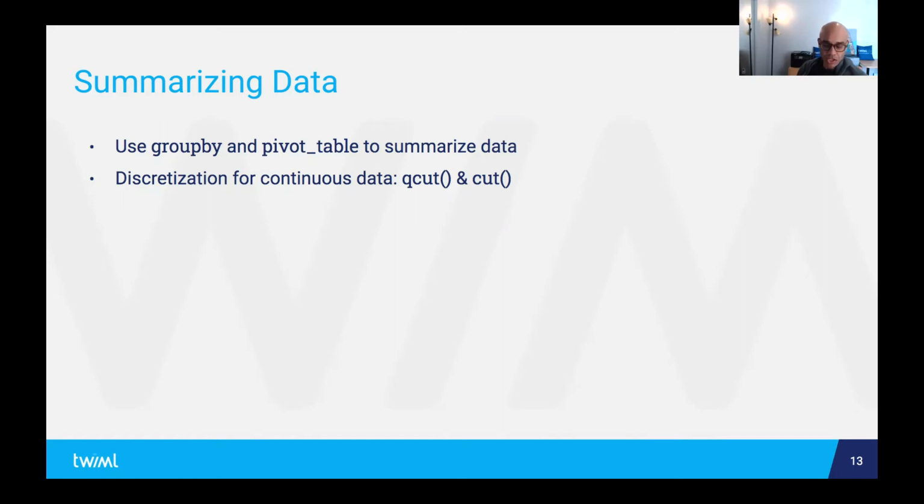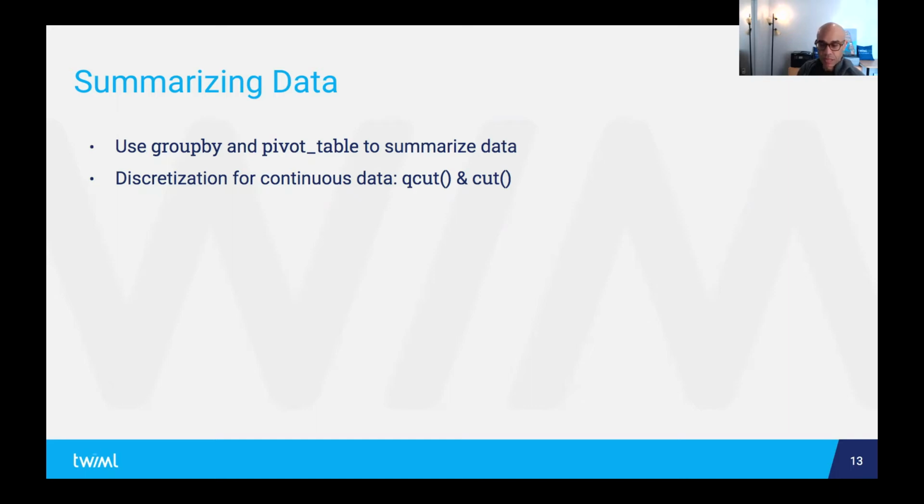And then discretization. Discretization is the way you can create bins for your continuous data. So, for example, if you've got an age field, you might want to bin that in terms of ranges, 0 to 10 years, 10 to 20 years, etc. And cut and Q-cut are used for that. Q-cut is for quantile based binning.